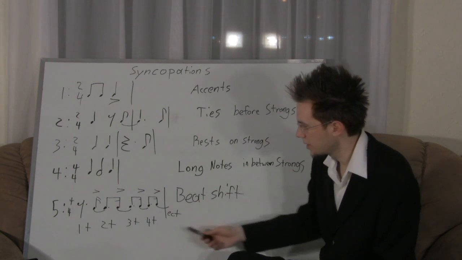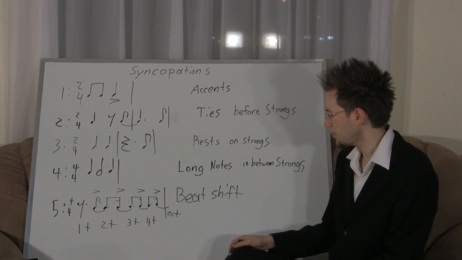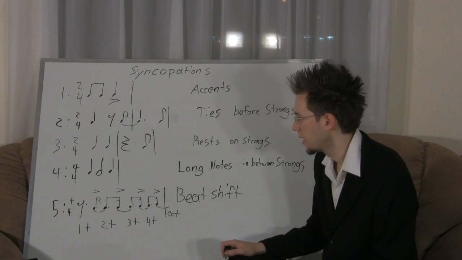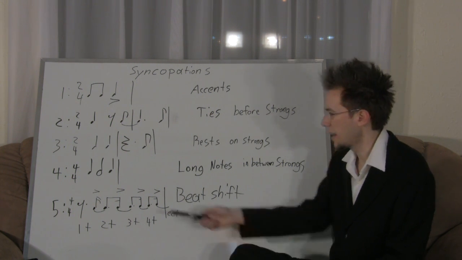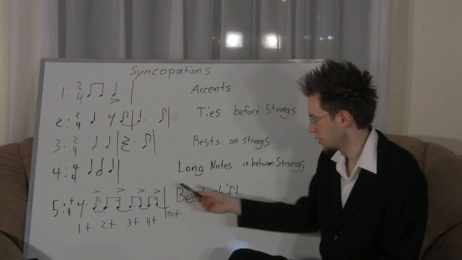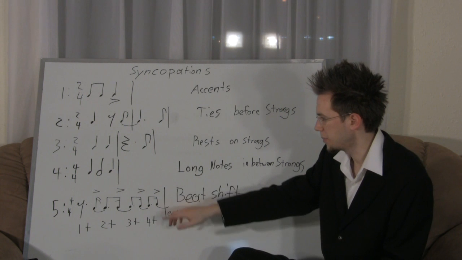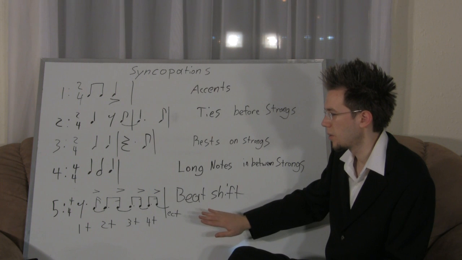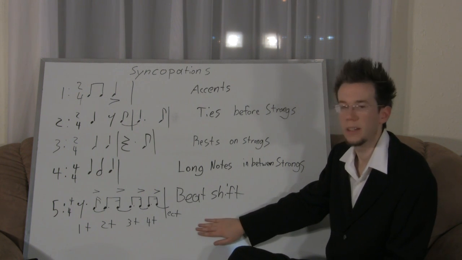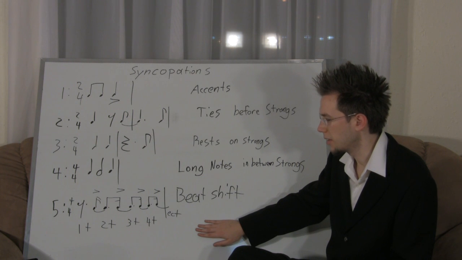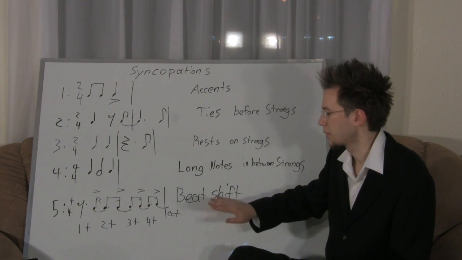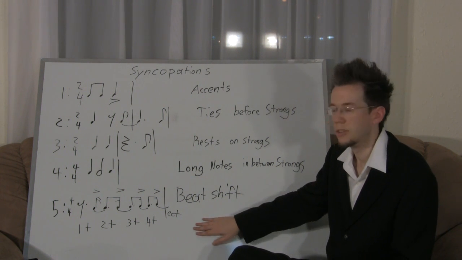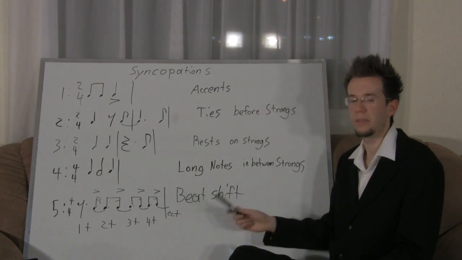Okay, and then the last one, and probably one of the more complicated ones, is combining several of these together into something called a beat shift. A beat shift is when you have your accent coming in off beat, on the off beat right here, and you're going to be holding through the strong beat. So if you're going like this, 1 and 2 and 3 and 4 and, then you go like this, 1 and 2 and 3 and 4 and, so you're holding and have an accent on the off beat.